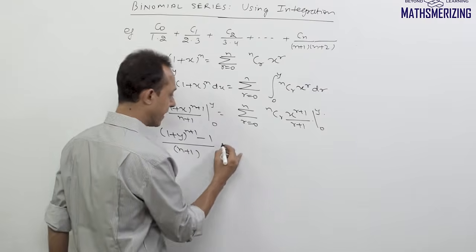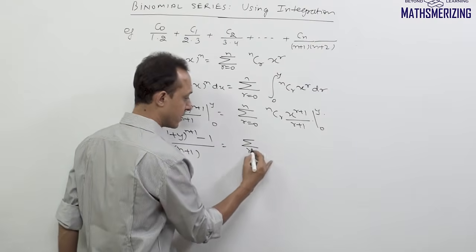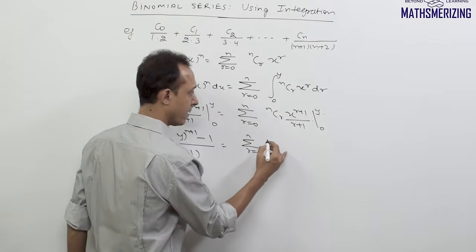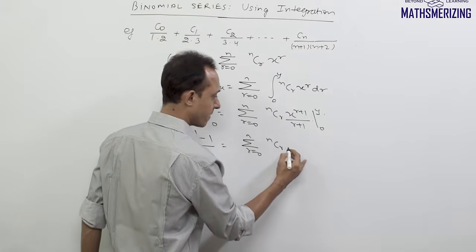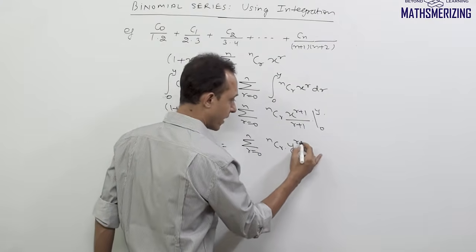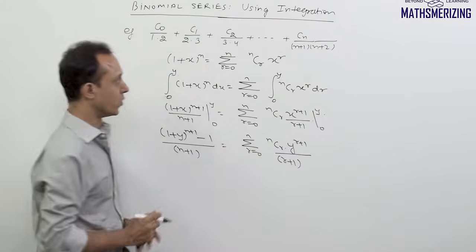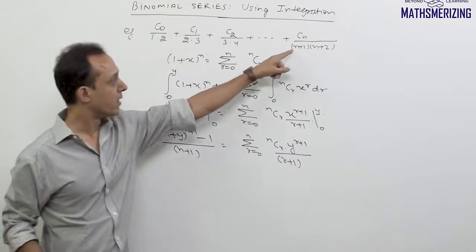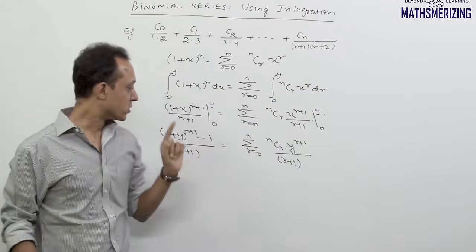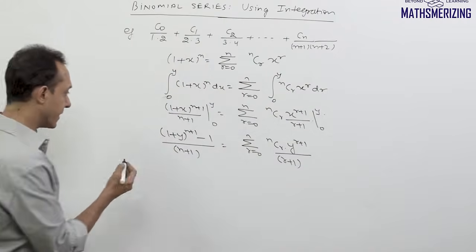And on the right hand side, I'll get this series, which is summation r varies from 0 to n, and there'll be nCr y to the power r plus 1 upon r plus 1. So now I have r plus 1. Now I need r plus 2 also. So I need to integrate it again. So I'll integrate it again.